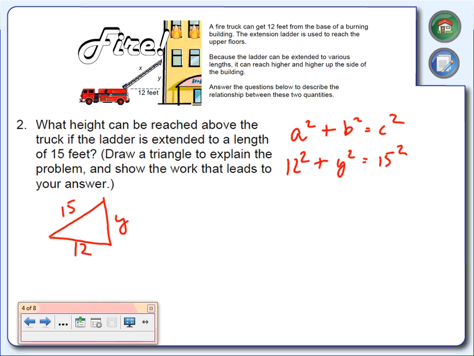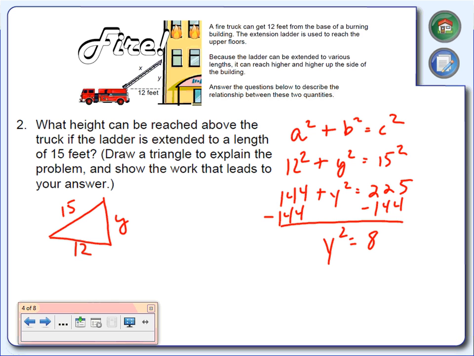So all that work I did on number one, I'm just going to repeat that work again. We're going to start by squaring the two numbers. So we're going to have 144 and 225. Then what we did was we subtracted. So let's do the same thing again. Let's subtract 144. We get y squared was equal to what again? 81. But that's not the answer just yet.